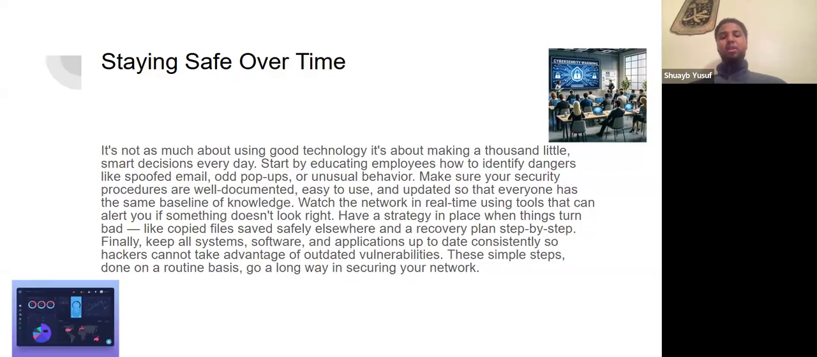Have a strategy in place for when things go bad, like copies of files stored safely everywhere, and a step by step recovery plan. Finally, keep all systems, software, and applications up to date constantly so hackers cannot take advantage of outdated versions. Those are simple steps, but done on a routine basis, they go a long way in securing your network.